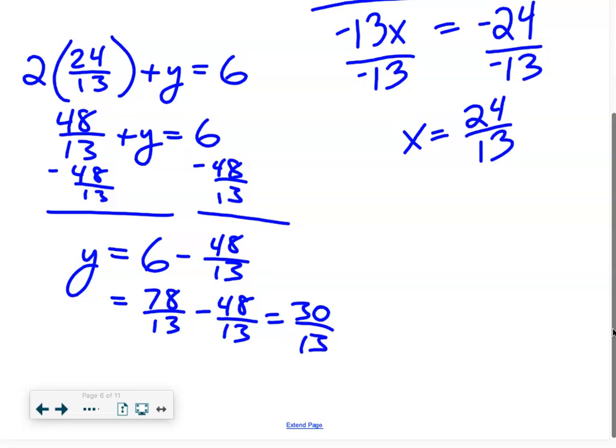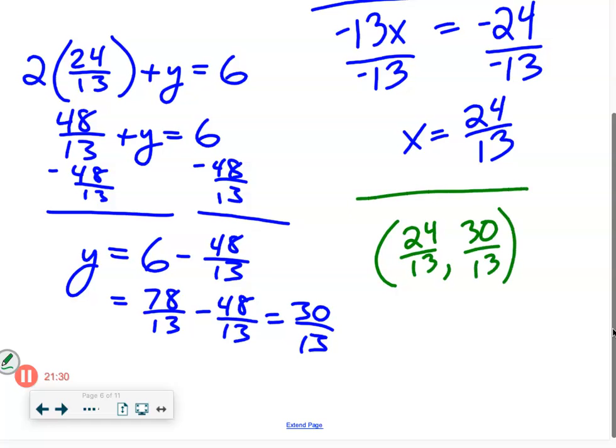So our final answer, x = 24/13, y = 30/13. How did we do? Luke, how'd you do? You got it? Are you guys using fractions or decimals? I like decimals. Do you know what I don't like about the decimals for these? You have to round them, which means they're not exact. The more you practice with fractions, the easier they get.